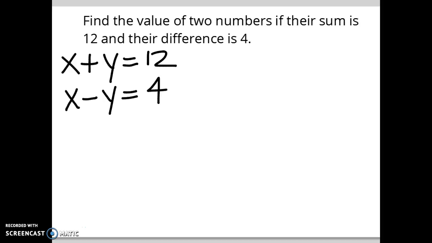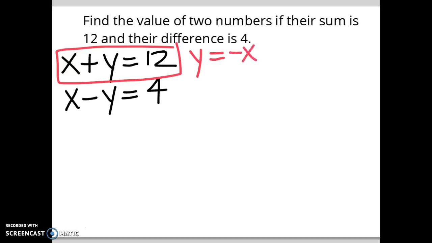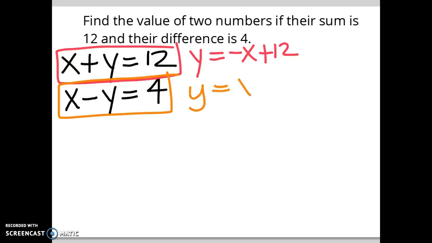So, this top equation becomes y equals negative x plus 12. And this bottom equation becomes y equals x minus 4. What are we going to do? We've solved for y. So now we're going to set these two equations, now that they're solved for y, equal to each other. You have negative x plus 12 equals x minus 4.